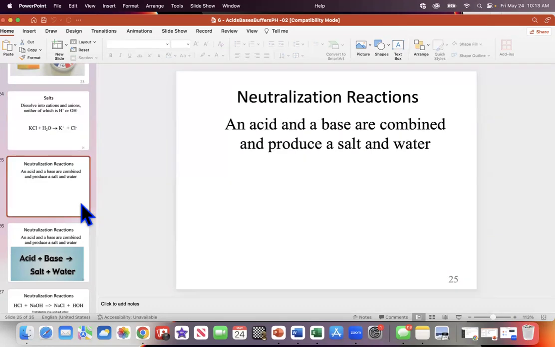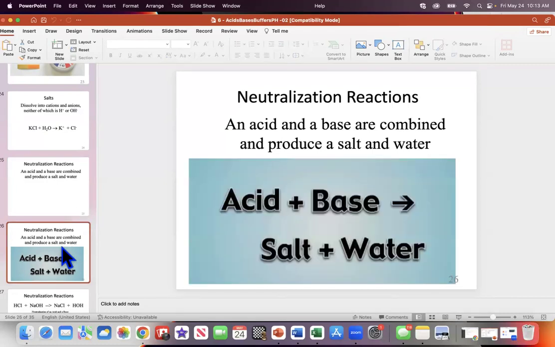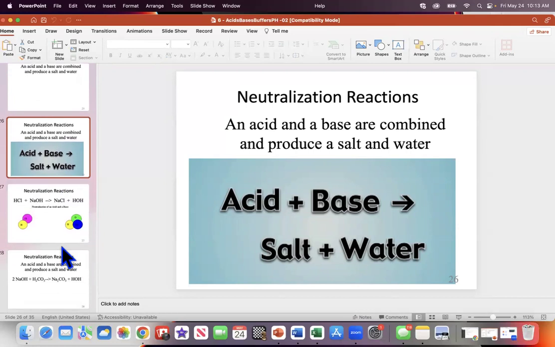And when you add acid and base together, what happens is they will become water and salt. This process is called neutralization. When you add acid and base together, it's called neutralization. They will produce salt and water.